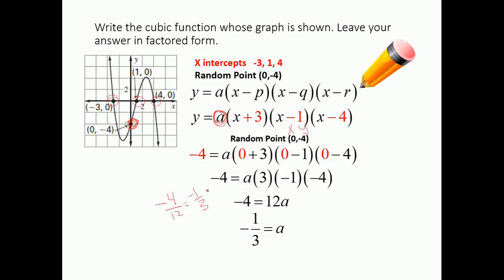Now I'm going to take that -1/3 and put it up there. So my equation for my cubic function in factored form, because it would be silly to multiply this all out, is y equals -1/3 times x plus 3 times x minus 1 times x minus 4.